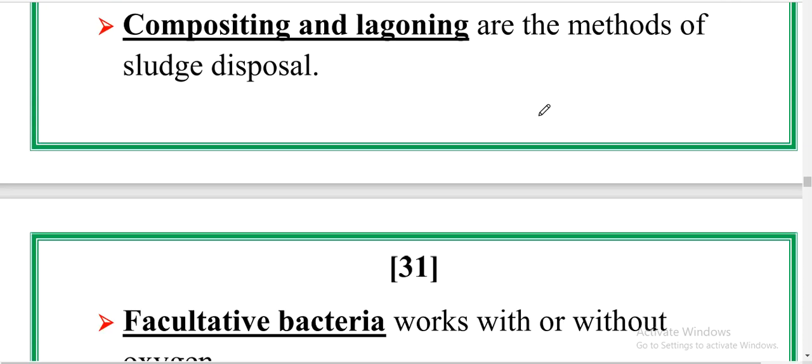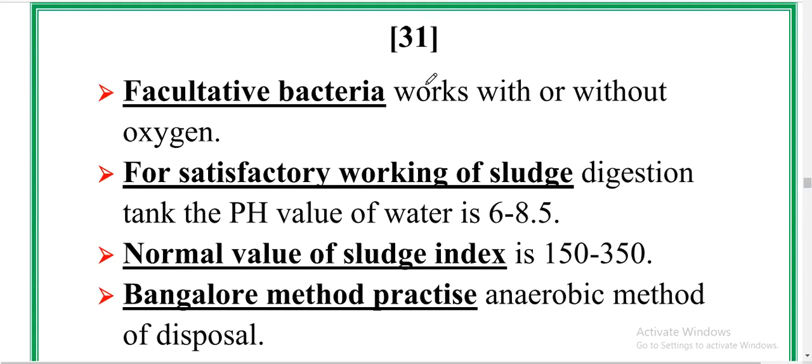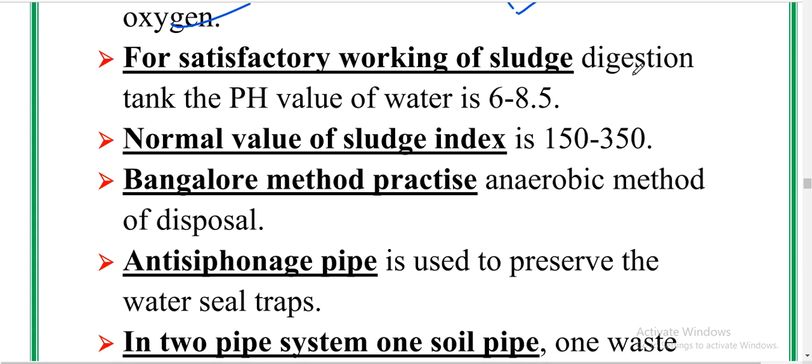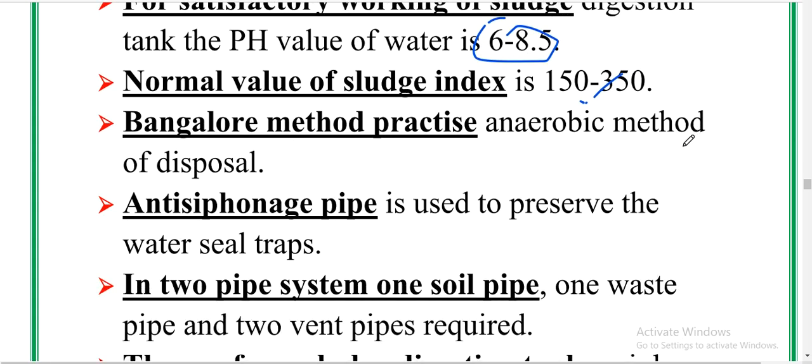Composting and lagooning are methods for sludge disposal. Facultative bacteria work with or without oxygen. For satisfactory working of sludge digestion tank, pH value is 6 to 8.5. Normal value of sludge index is 150 to 350. The Bangalore method practices anaerobic method of disposal.